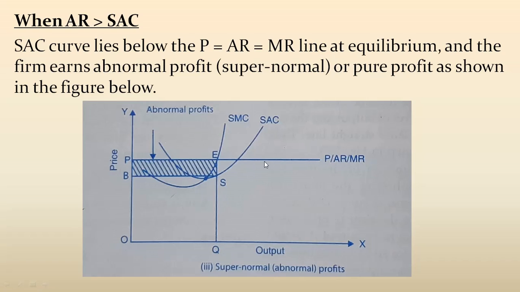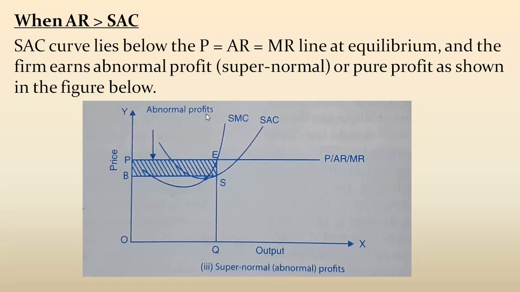When SMC is equal to MR, this point is known as the point of equilibrium. But you can see that the point where SMC and SAC intersect is lying below the equilibrium. It means that the firm is earning abnormal profit, or supernormal profit, or pure profit, as shown in the figure. This shaded area is the area of abnormal profit. And whenever a firm earns abnormal profit, it attracts new firms into the market.